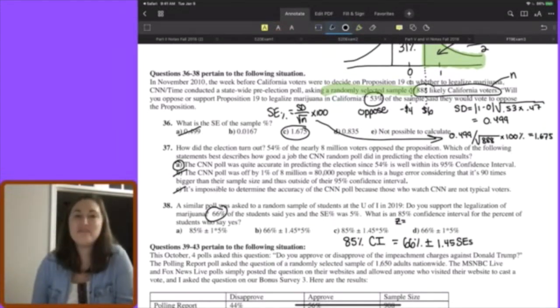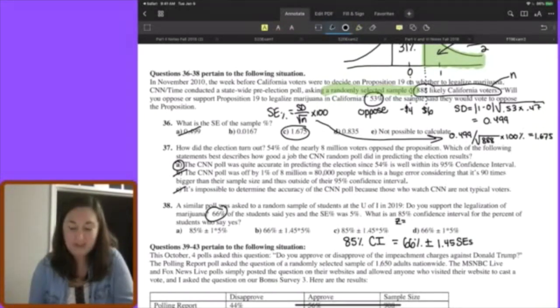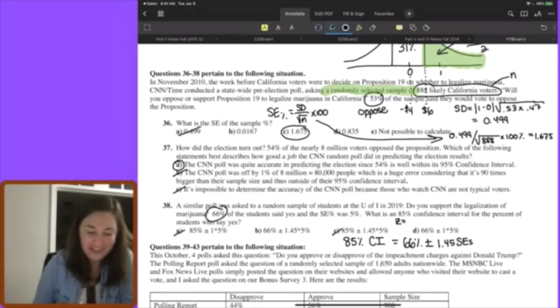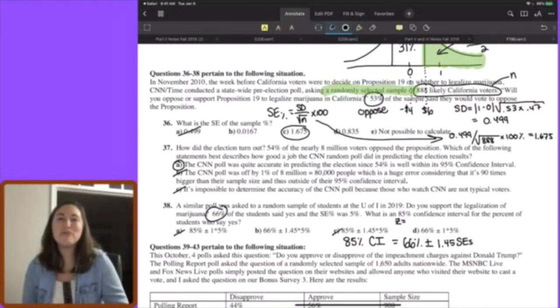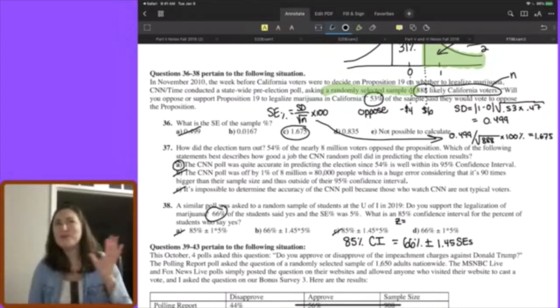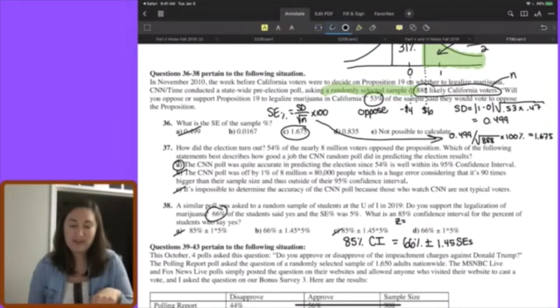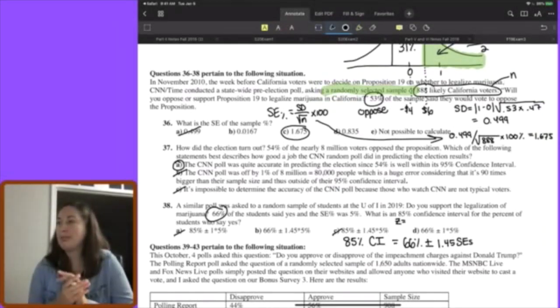If it was a 95% confidence interval, we've seen that one a bunch, we add and subtract 2 standard errors, but this is an 85% confidence interval. So A and C are common wrong answers because people think, oh, is it 85 plus or minus something? No, 85 is how confident we are. The actual number we got was 66%. So we're 85% sure that if we polled all U of I students, they would answer between these two numbers.